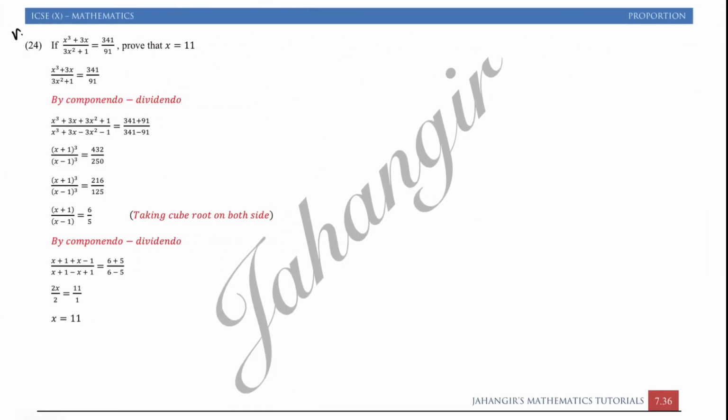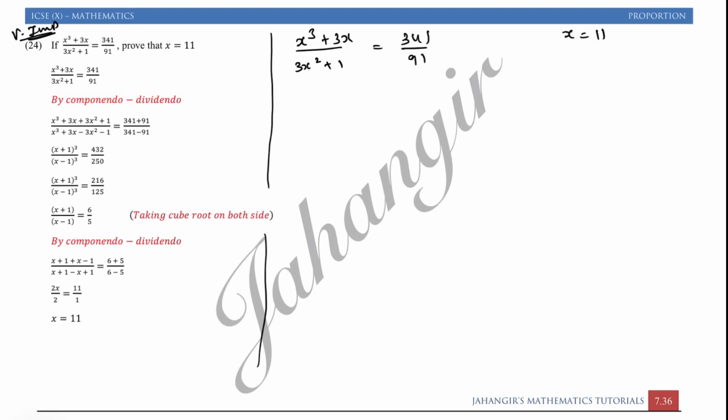This question is very important. It's based on identity questions 24 and 25. Here we have (x cube plus 3x) upon (3x square plus 1) is equal to 341 upon 91. We have to find that the x value is 11.